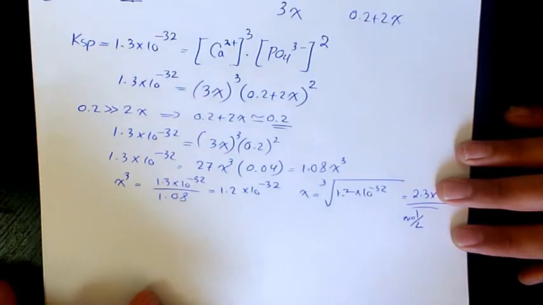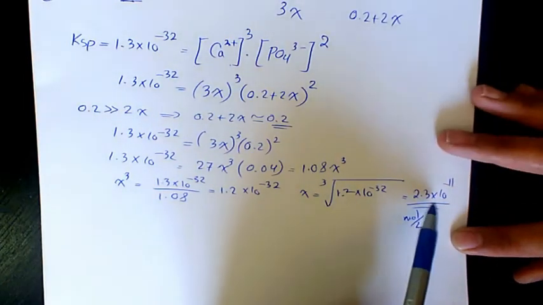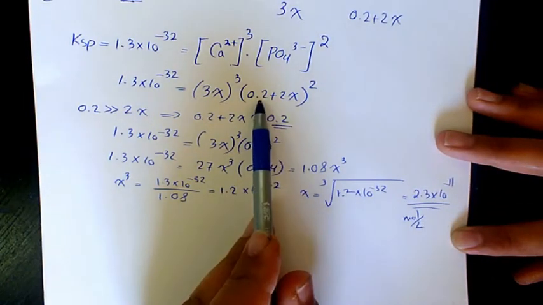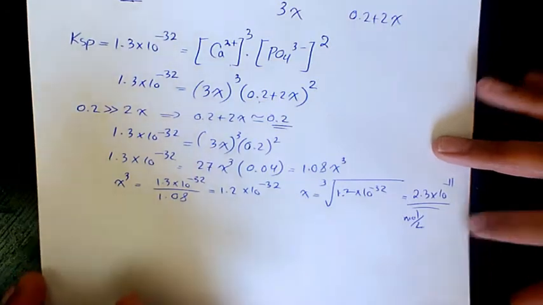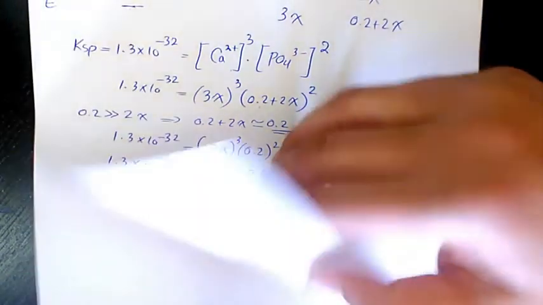So let's take a look at the next example. As you see here, this number is much smaller than 0.2, so our assumption was valid. Let's get to another example.